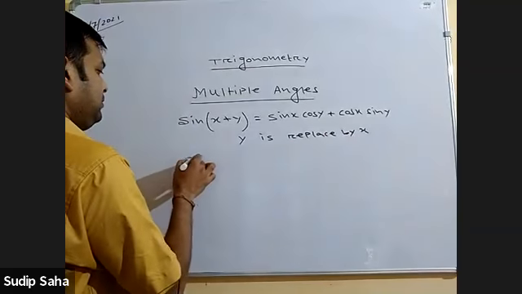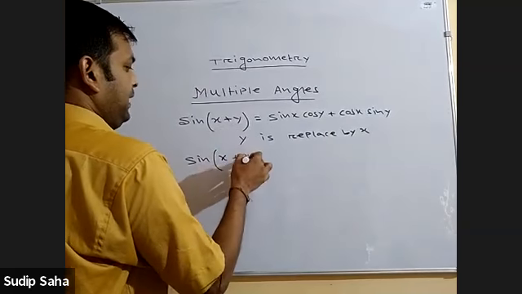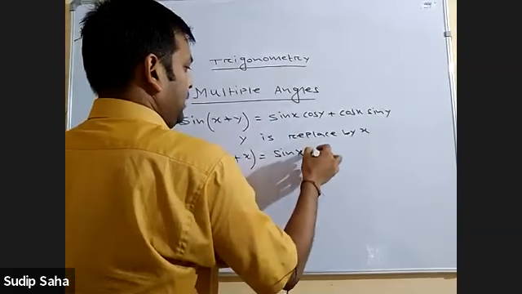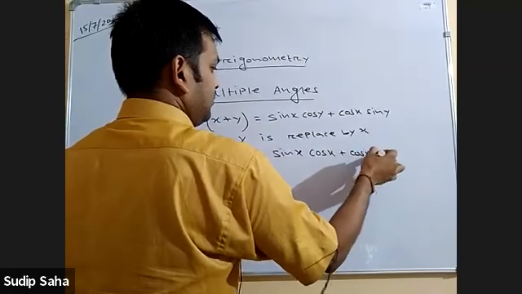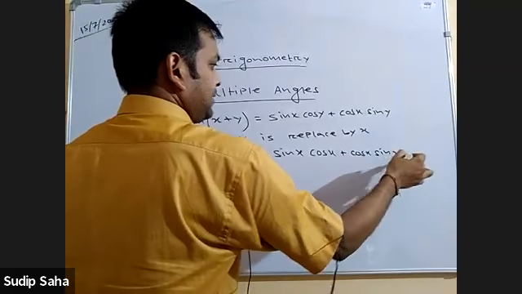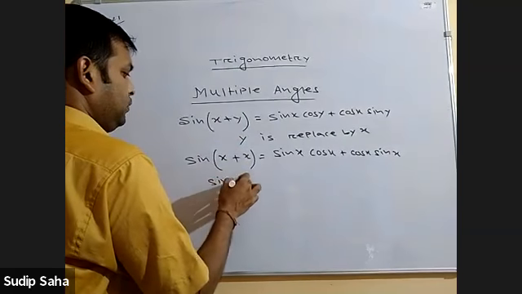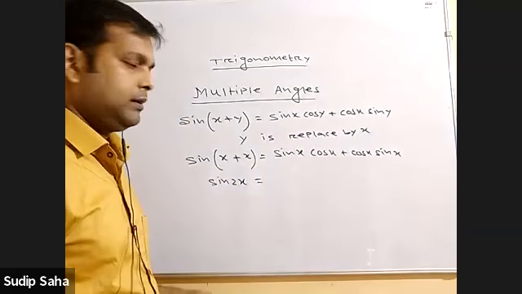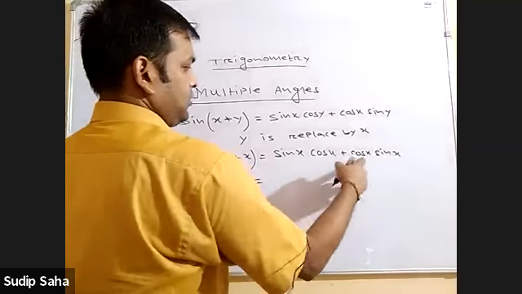Then it will be sine x plus, in place of y you write x. So sine x plus x. It will be sine 2x. Yes, sir. Sine 2x, and this is sine x cos x plus sine x cos x.